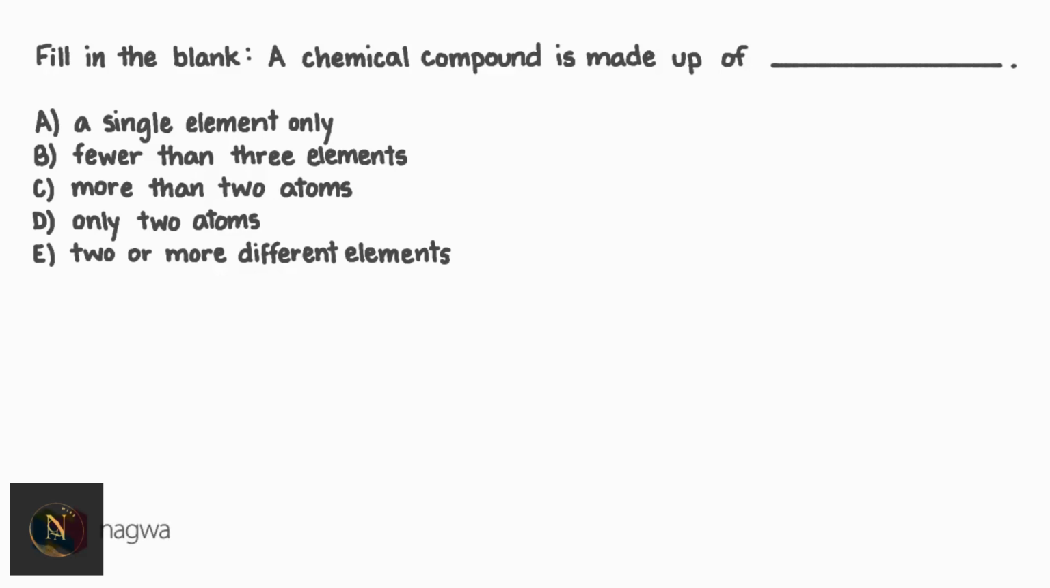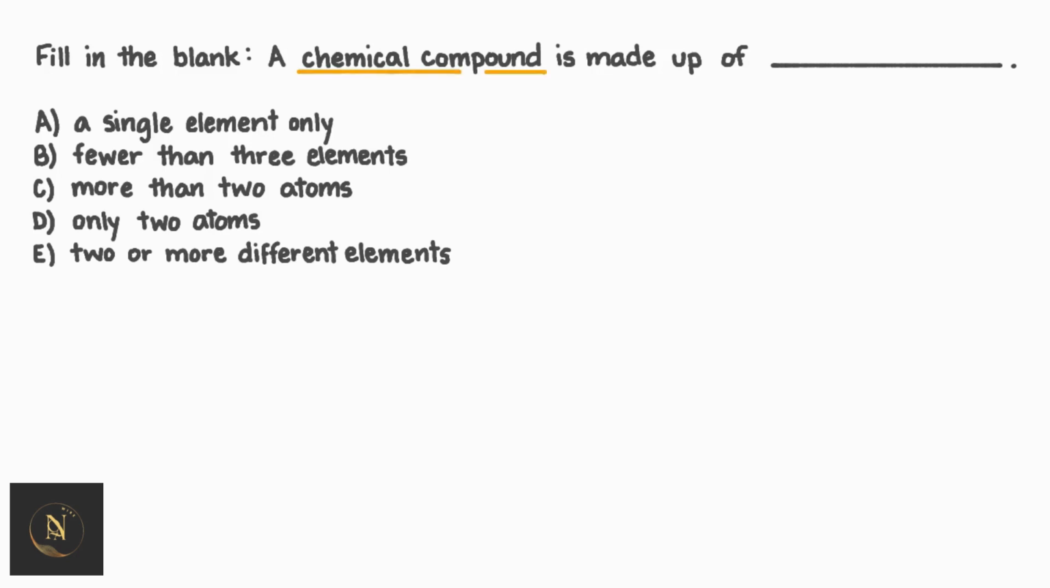Fill in the blank. A chemical compound is made up of blank. A, a single element only. B, fewer than 3 elements. C, more than 2 atoms. D, only 2 atoms. Or E, 2 or more different elements.